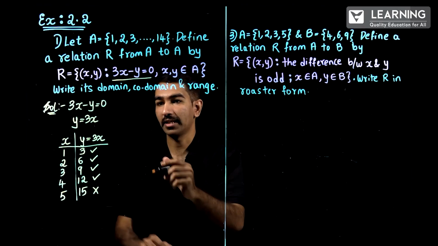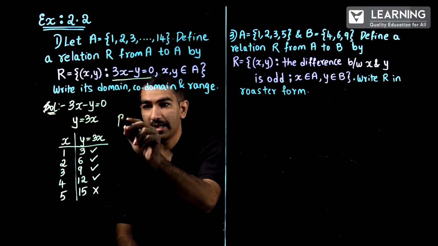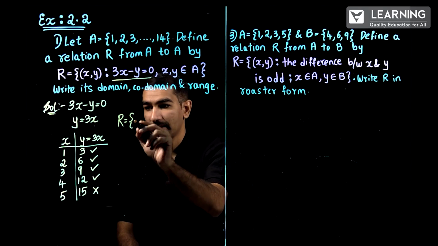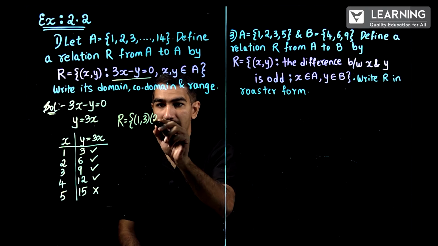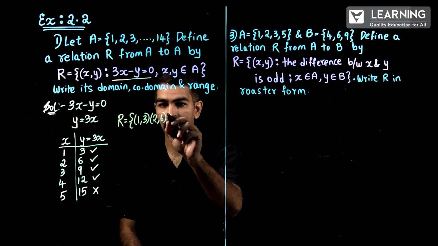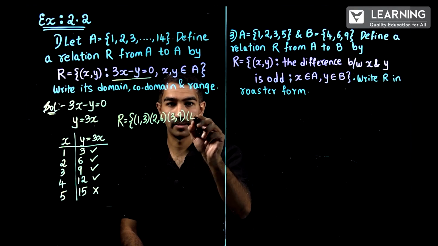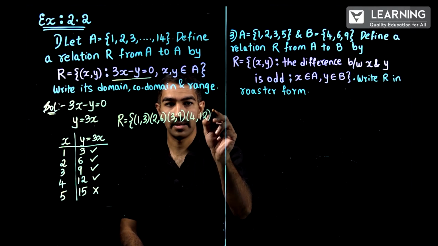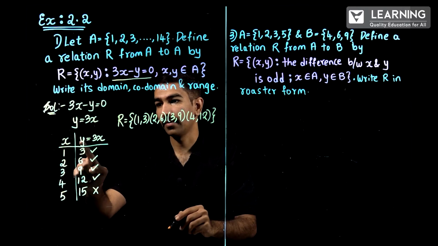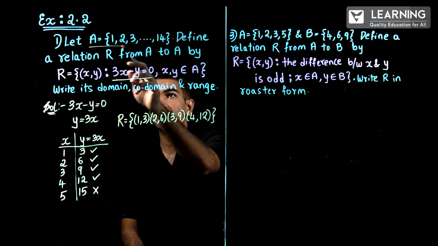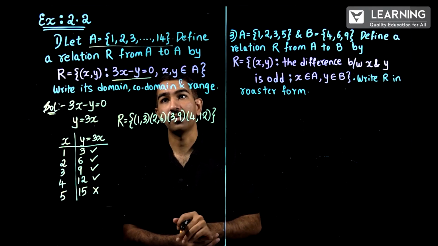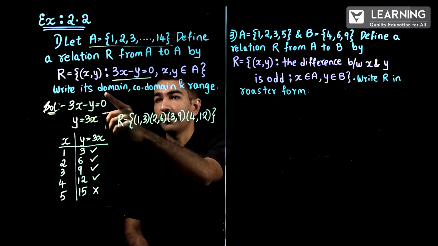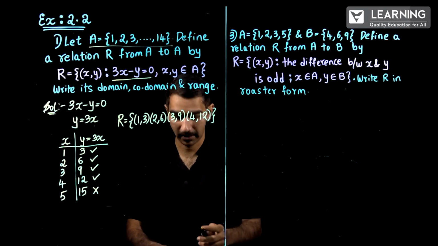So now what is the relation R? The relation R can be written as 1 comma 3, 2 comma 6, 3 comma 9 and 4 comma 12. This is our relation R, where x and y are both belonging to the set A, that is from 1 to 14. Alright. So now the relation is defined. Now we have to write its domain, codomain and range.